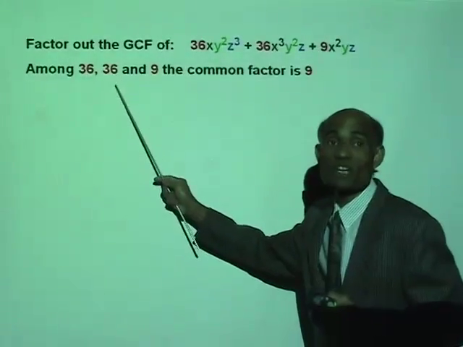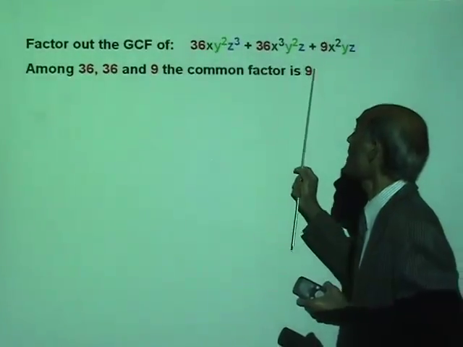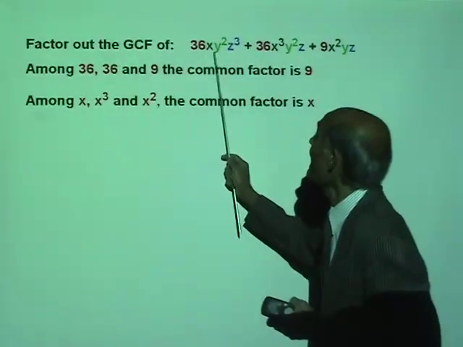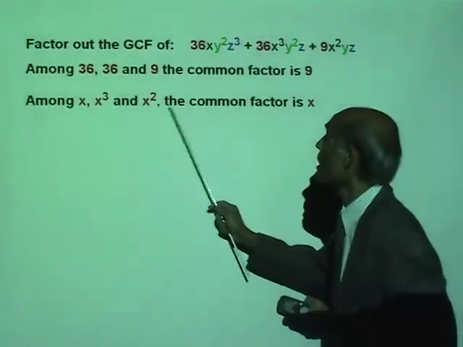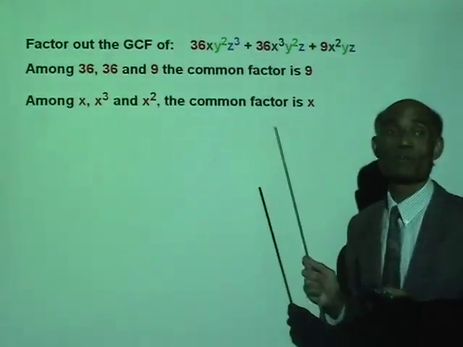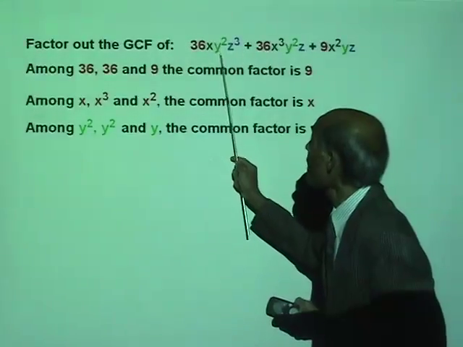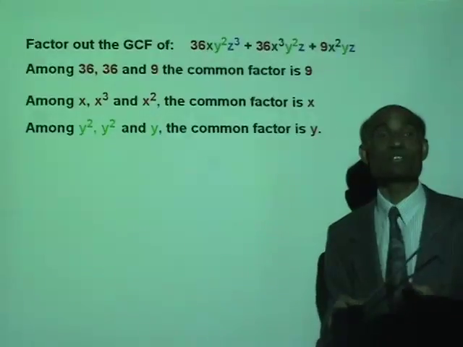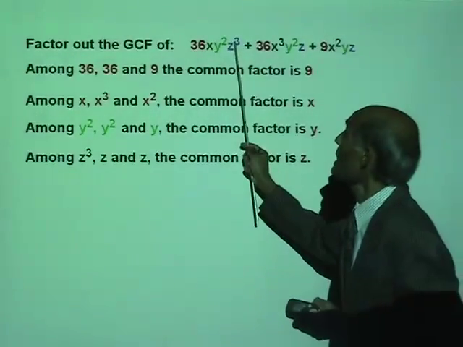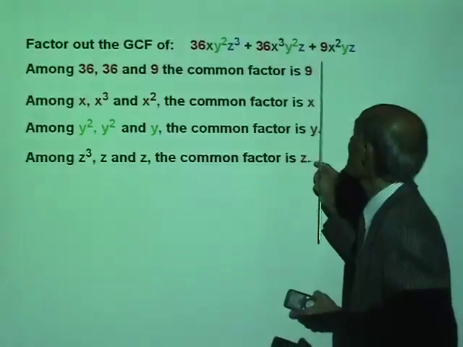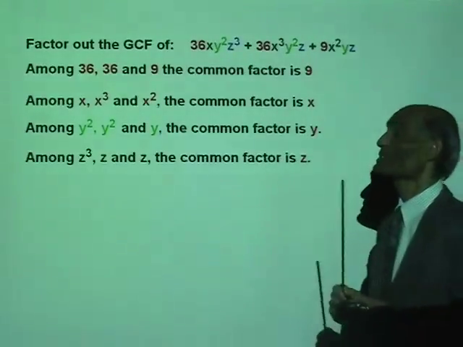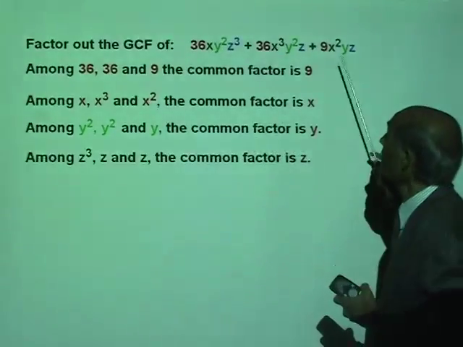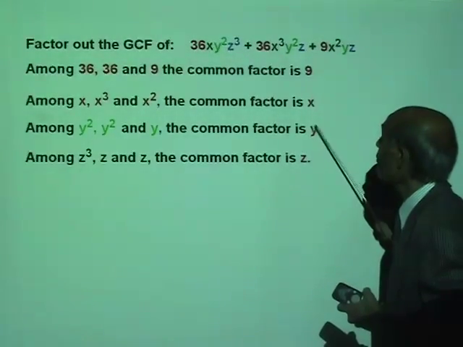Among 36 and 9, the common factor is 9. Among x cubed and x squared, the common factor is x. Among y squared and y, the common factor is y. And among z cubed, z and z, the common factor is z. And therefore, what is the greatest common factor? It will be 9xyz.